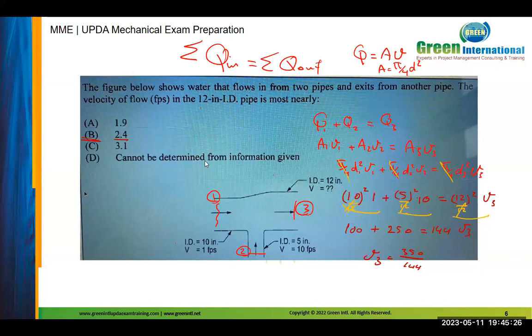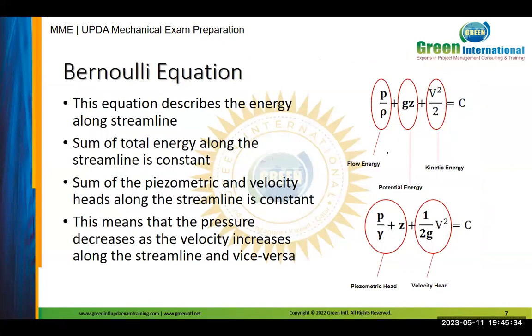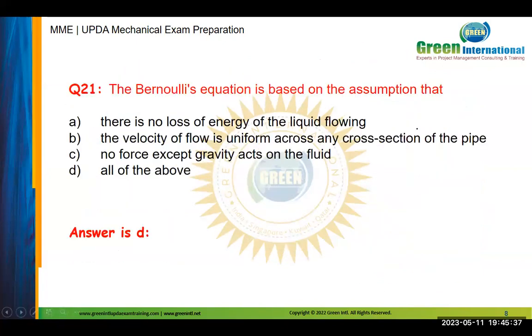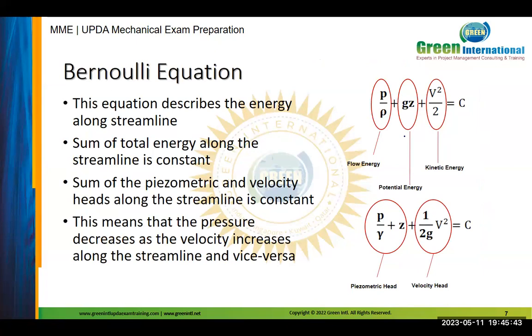But what is this energy? Energy here consists of three terms. The first term is flow energy, second is potential energy, and third is kinetic energy. So again, the terms for the energy are flow energy, potential energy, and kinetic energy, and the sum of these energies is equal to a constant. So the energy along the streamline is constant.